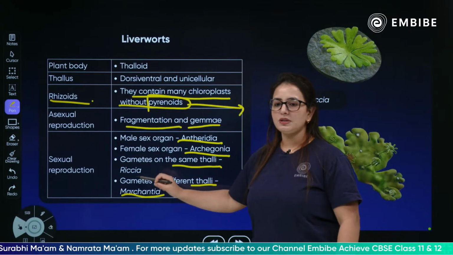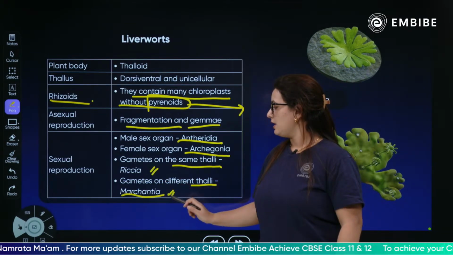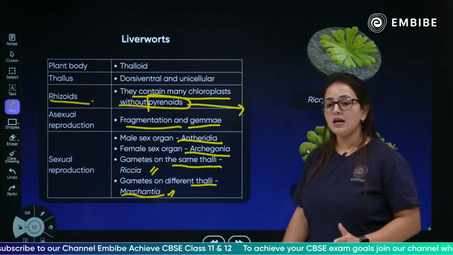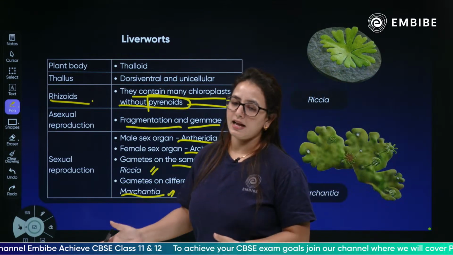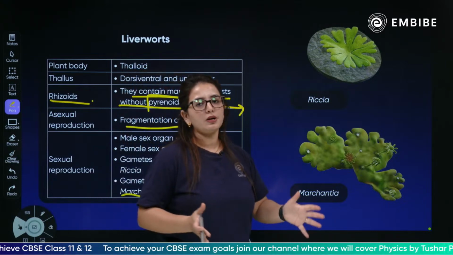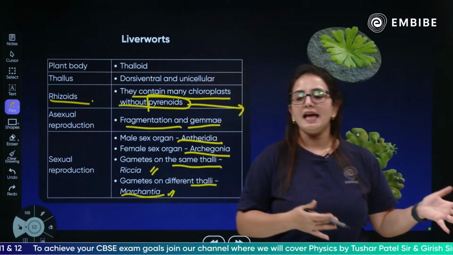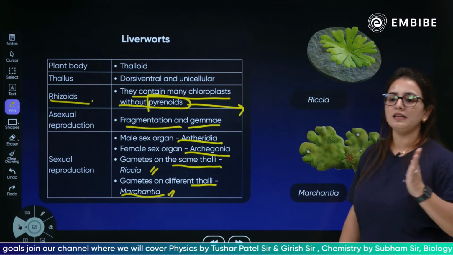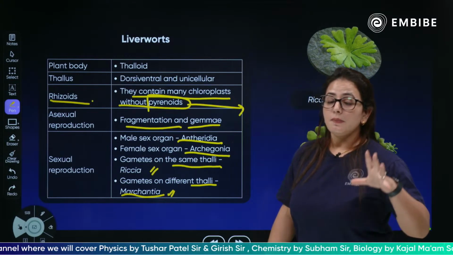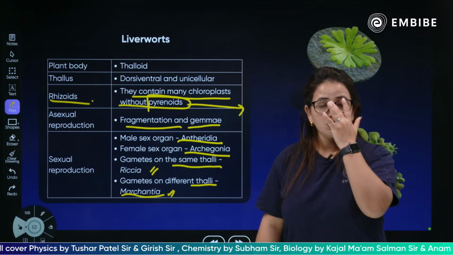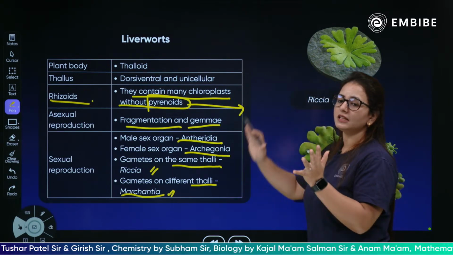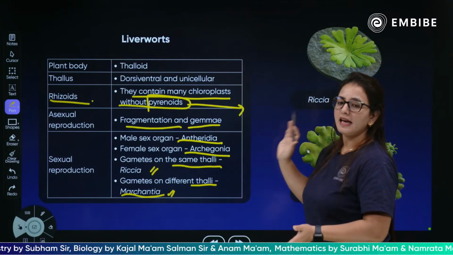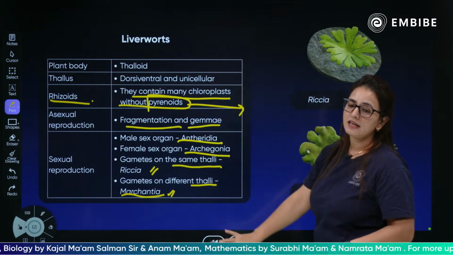So the Hepaticopsida examples are Riccia and Marchantia. In Riccia, the gametes are present on the same thallus. When we talk about Marchantia, the gametes are present on different thalli. Okay, these are the examples of sexual reproduction. Female is archegonia, male is antheridia. In Riccia, this is a very important point to remember, both are present on the same thallus, while in Marchantia, both are present on different thalli. These are the few features of the liverworts belonging to the class Hepaticopsida.